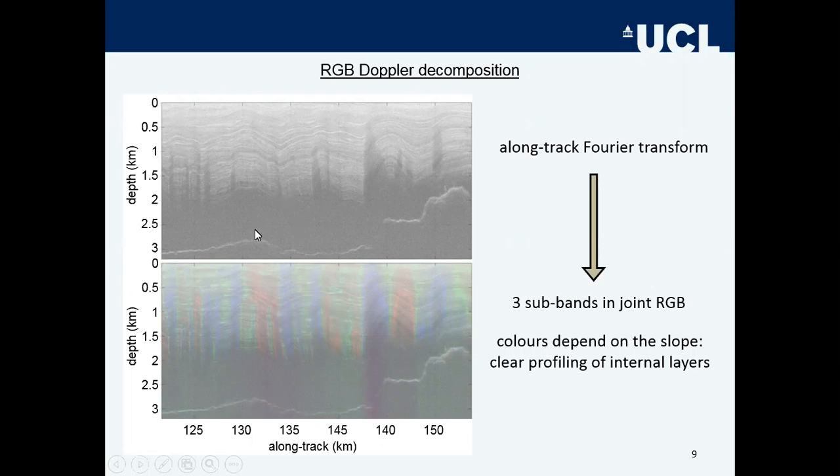So we can see here the colors, and we can see, for example, how the blue color matches perfectly with the positive slopes of the internal layers. The red color, that's the negative Doppler frequencies, with the negative slope. And the green one is related always to flat surfaces of the internal layers.